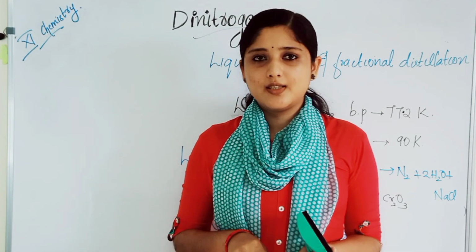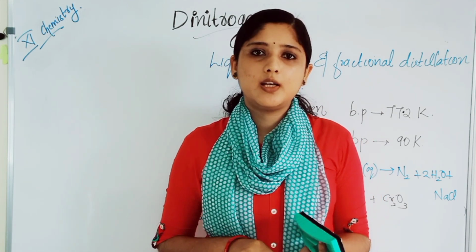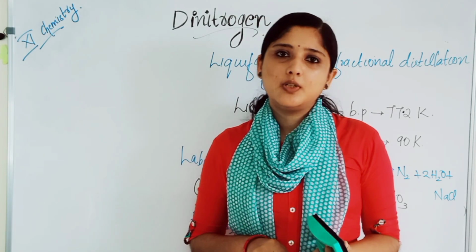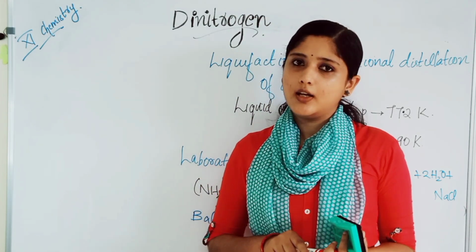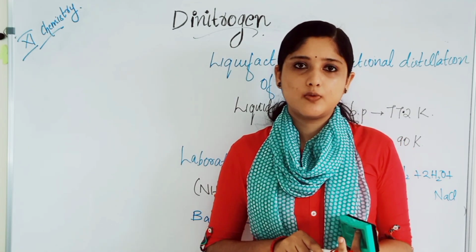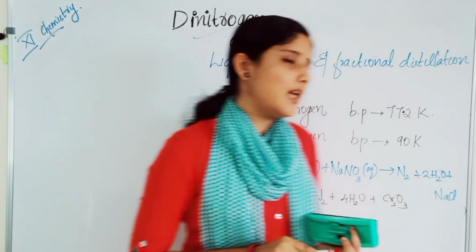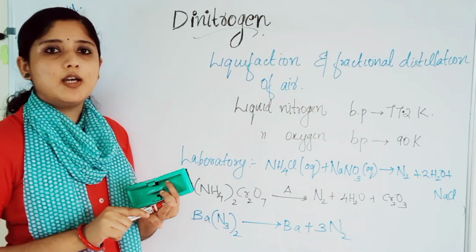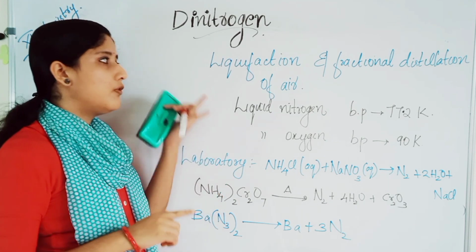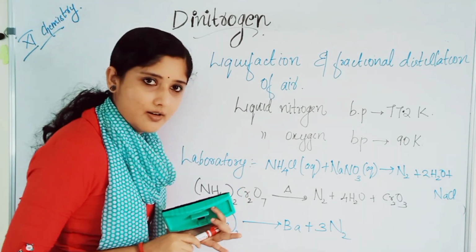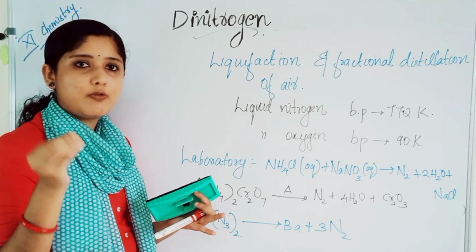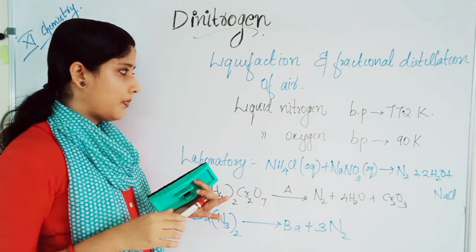Students, now let's discuss the preparation, properties and uses of dinitrogen, N2. How it is prepared commercially, then laboratory preparation, and also some other important methods of preparation. Let's first discuss how dinitrogen is prepared commercially. It is prepared by the liquefaction and fractional distillation of air, which gives dinitrogen.